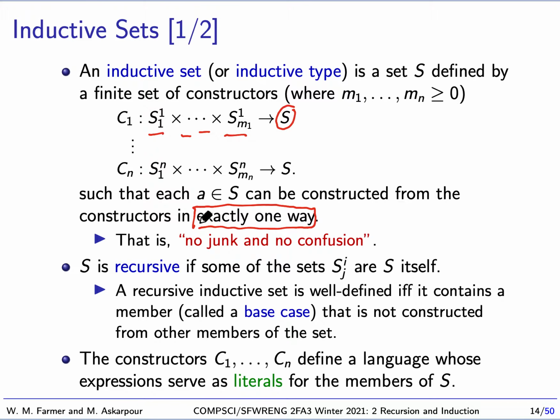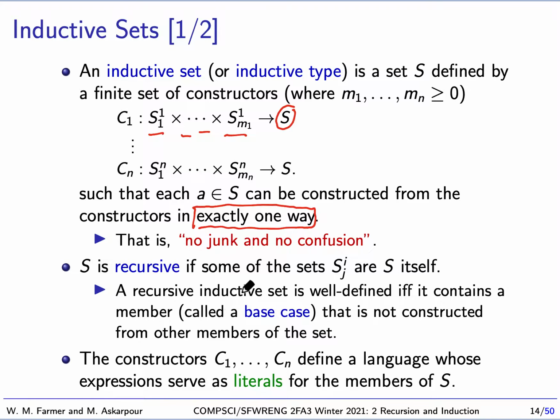There's a slogan that goes with this called no junk and no confusion. So an inductive set has no junk and no confusion. No junk means that there is no member of S that is not obtained by constructing it. And no confusion means that if we take any two constructions of members of S, those constructions will construct different members of S. In other words, there's only one way we can construct each member of S.